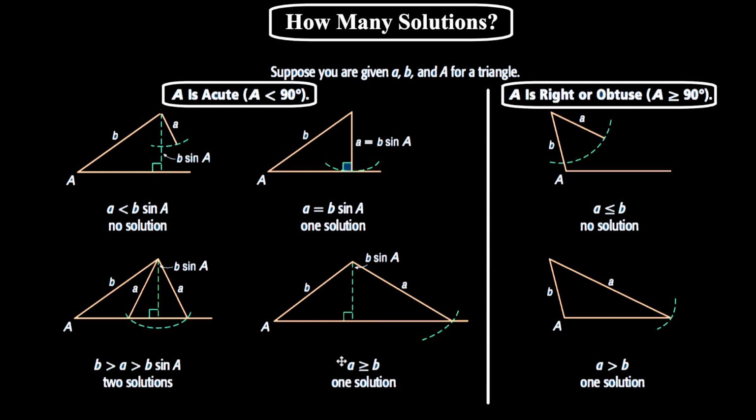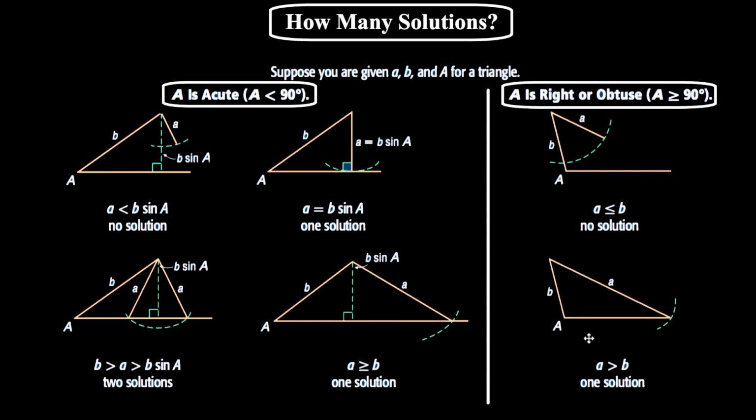Over on the right-hand side, if we have an obtuse angle for angle A, this A value right here, if a is not bigger than b, we can't make a triangle. Remember, because this obtuse angle has to be opposite the longest side. So we can't make a triangle if that's the case. And if A is obtuse and the length of a is bigger than the length of b, then we get exactly one solution.